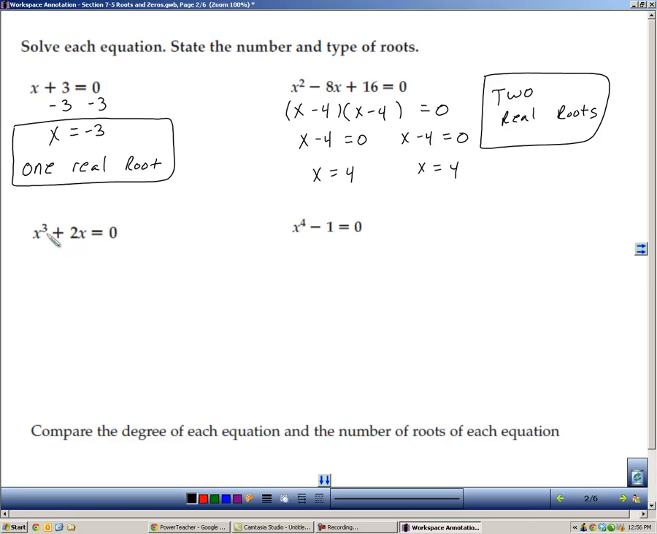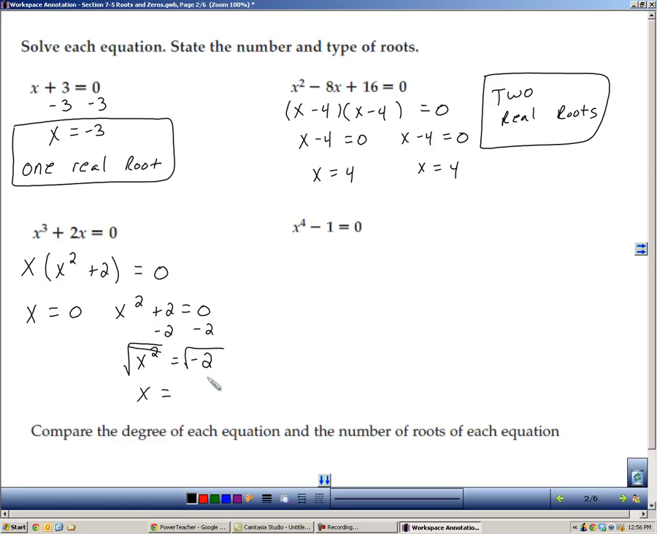Here there's a third degree equation. I'm going to take out a GCF of x, leaving an x squared plus 2. Using the zero product property, we'll set each one equal to 0. One of my solutions is 0, but the other one I'm going to subtract 2. So x squared equals negative 2. I'm going to take the square root of both sides. So x equals the square root of negative 2.